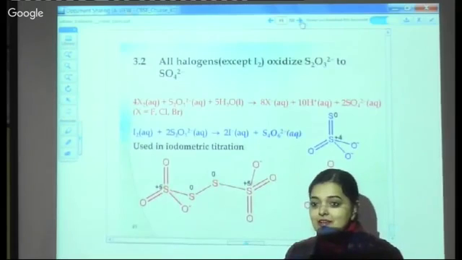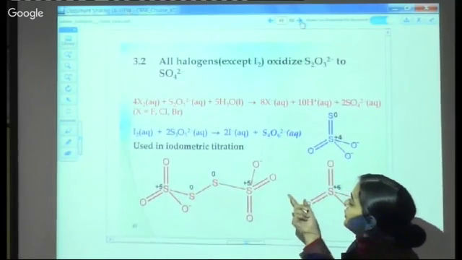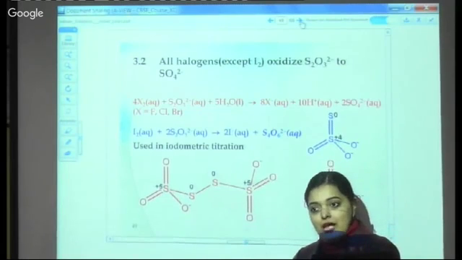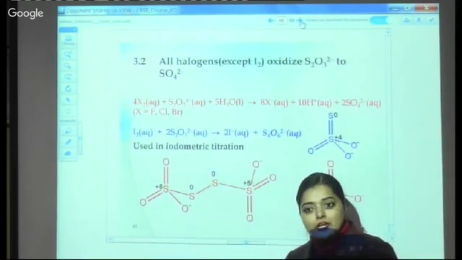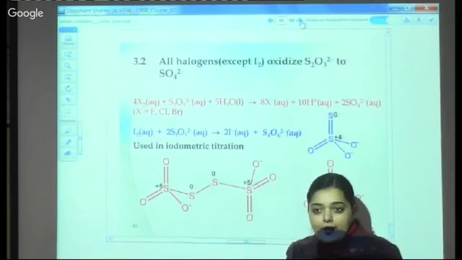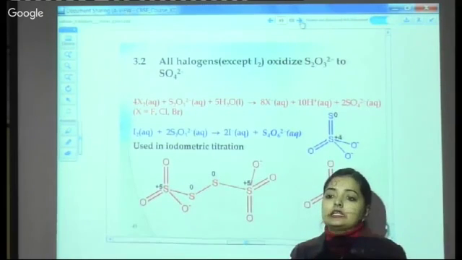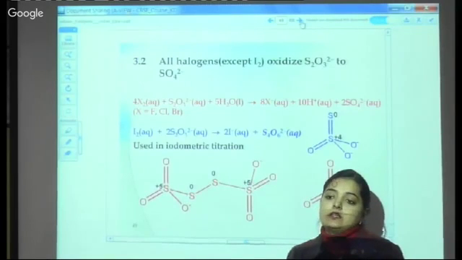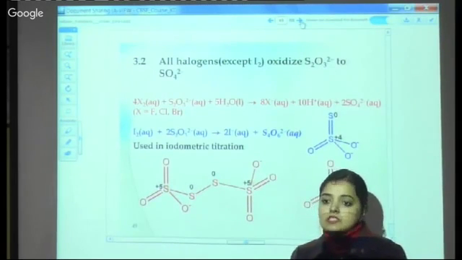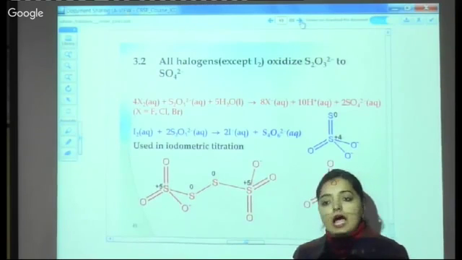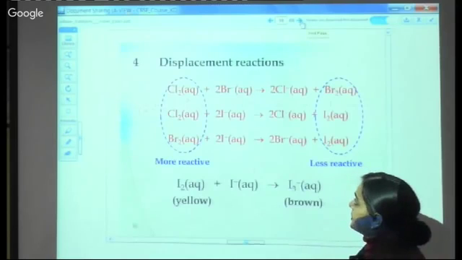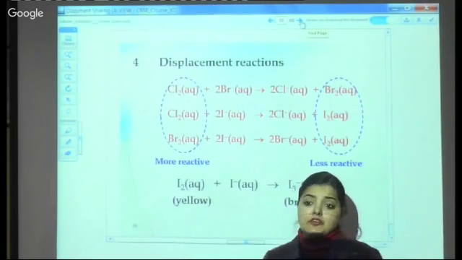sulfate ions. Rather, they are reduced to some other form which imparts color. And then we can get an iodometric titration. This is the application of an iodometric titration, that it's only iodine which, being an oxidizing agent, cannot oxidize thiosulfate. That is why thiosulfate to sulfate, that is why it is being used in iodometric titrations. Fine. Next slide, please. Now, displacement reactions.